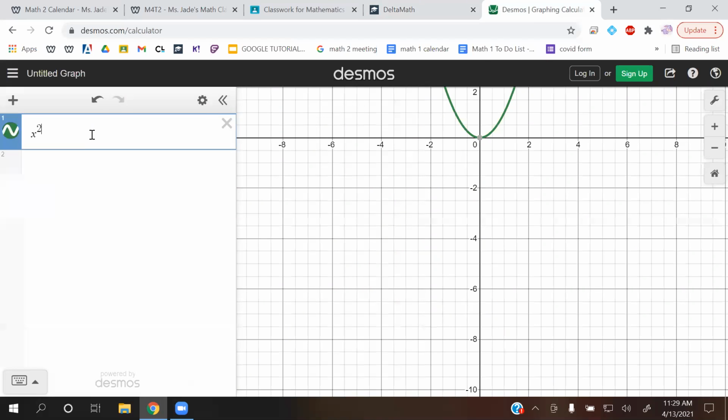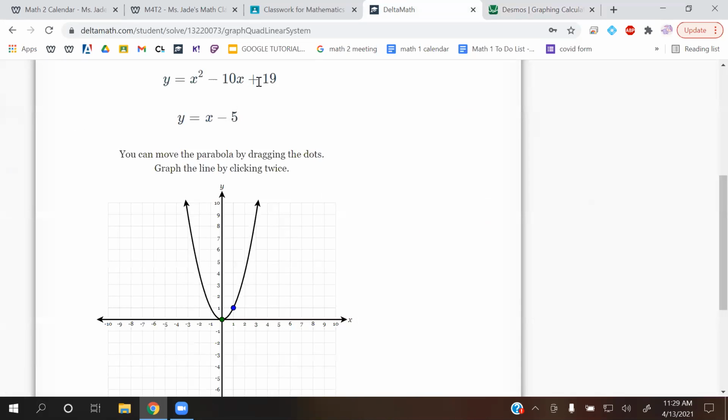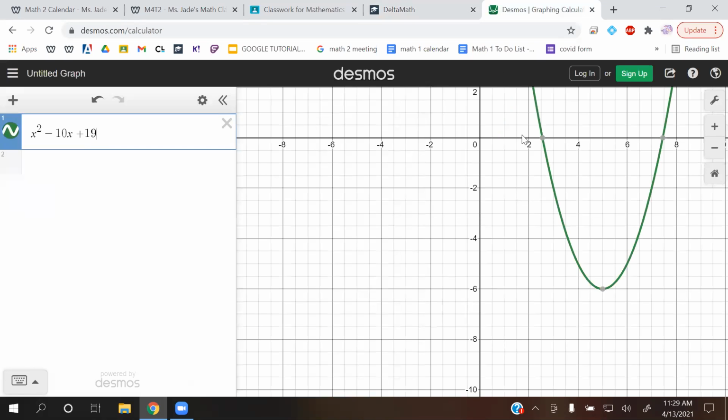X squared, is it minus 10x plus 19, I think? X squared minus 10x plus 19. Okay, cool. So taking a look at this, we have a point at 5, -6. We also have a point, oh, those are horrible points. Okay, so where is a nice point we have?